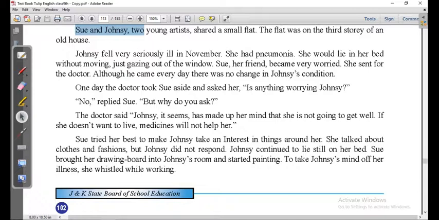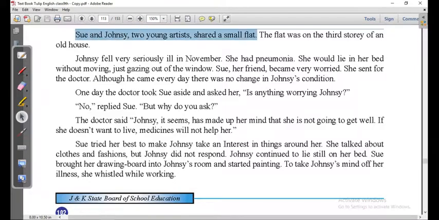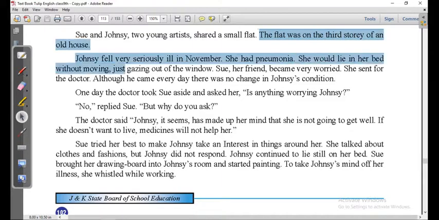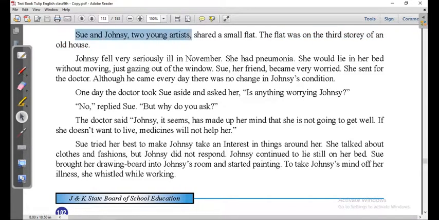Sue and Chauncey, two young artists, shared a small flat. The flat was on the third story of an old house. Sue and Chauncey are two young artist girls. They may be known in a certain sector of art. Art has certain sectors, so we may say they were friends, they were roommates. They shared a small flat.